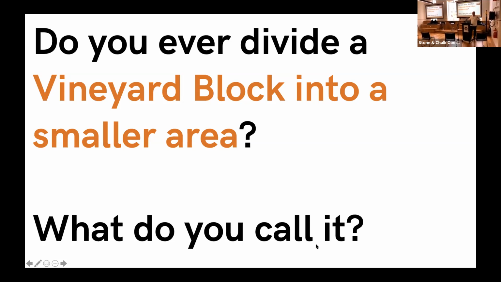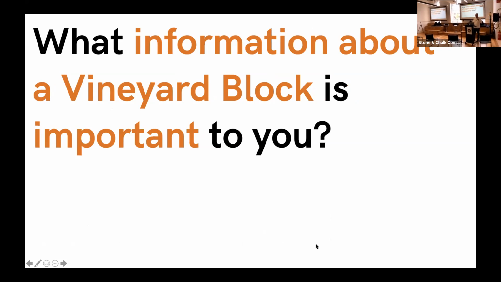So if there is something smaller than a vineyard block, and it might be that a vineyard block is made up of certain different areas, what do you call those other smaller areas? Or are they just all a part of a vineyard block? So we're really interested to learn how you name things. And lastly, what information about a vineyard block, what kind of metadata, is important to you?